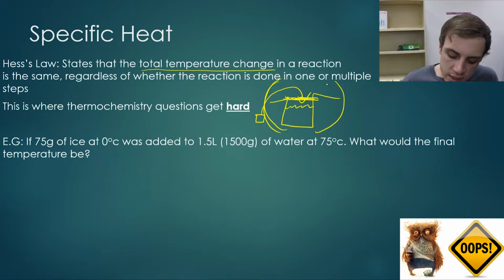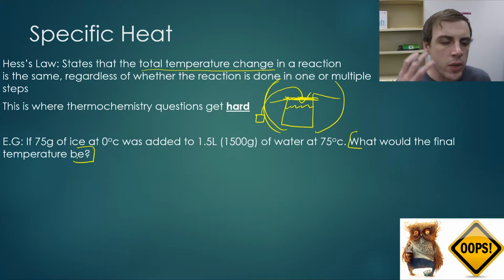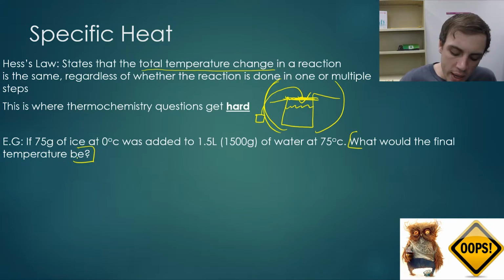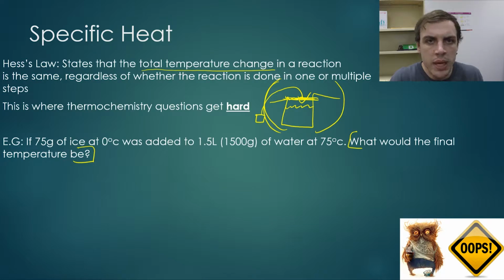The first thing we need to do is look at this question and ask, what do they want? They want the final temperature. A big thing we need to acknowledge here is that we have two different objects: ice and liquid. So we sit here and ask, do we need to calculate the final temperature of the ice and the final temperature of the liquid water?